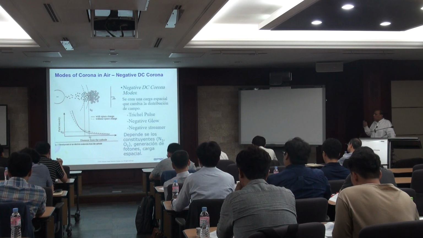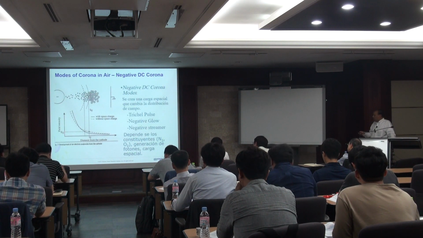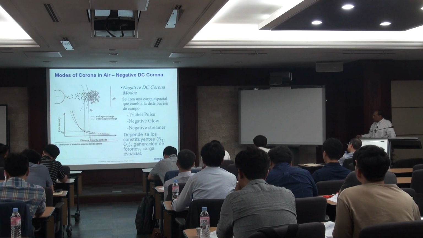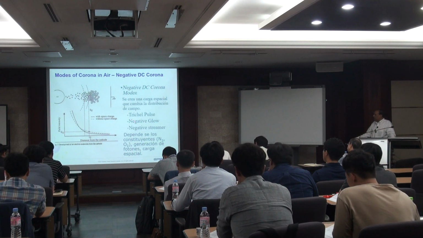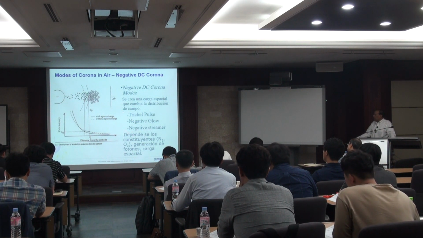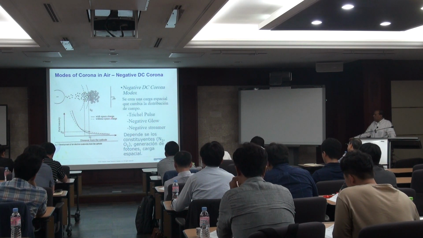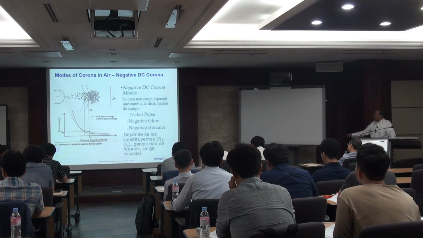Just to give you the types of things you see in corona for negative DC, basically you need to remember these three: Trichel pulse, negative glow, negative streamer. These are the three types you will see in negative DC corona modes.